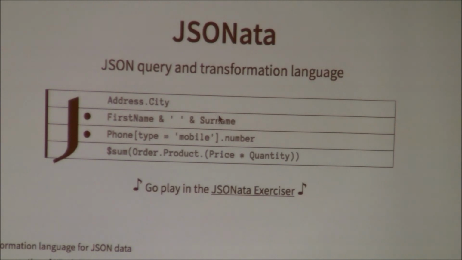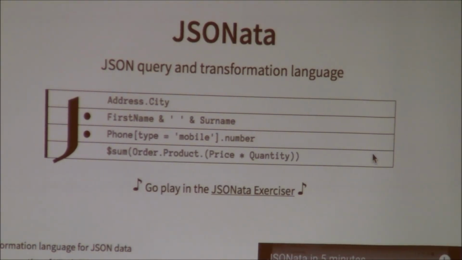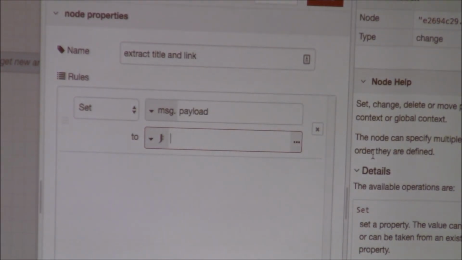JSON query and transformation language. It's actually kind of neat, but Node-RED supports this, and I can use this kind of DSL to grab what I need, which is the article title and the link. So that looks like article.title, and then I can use the ampersand for concatenation. I want a colon, and this is just a static string, and then finally I want a topic.